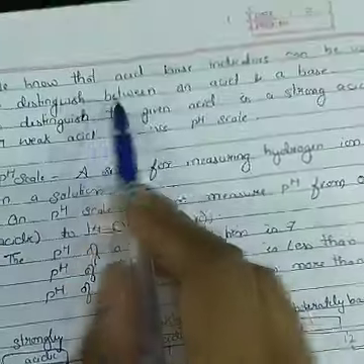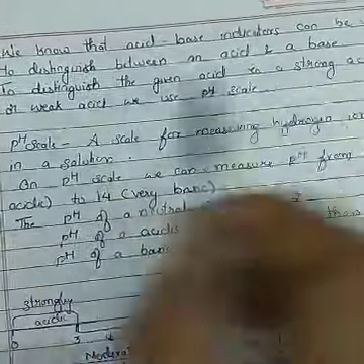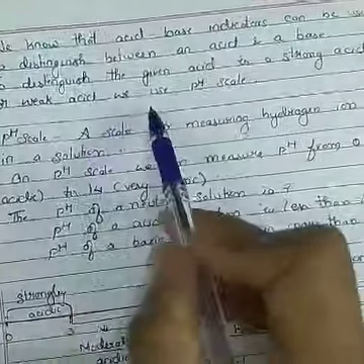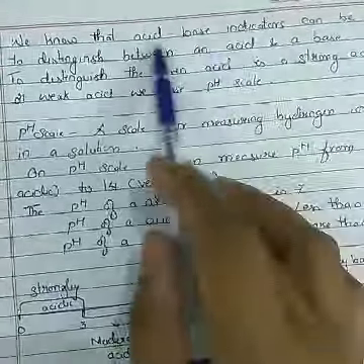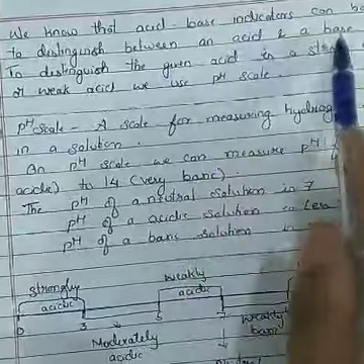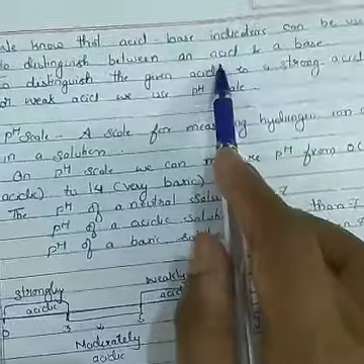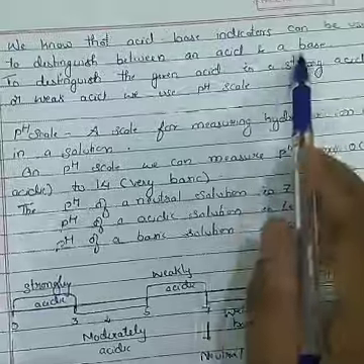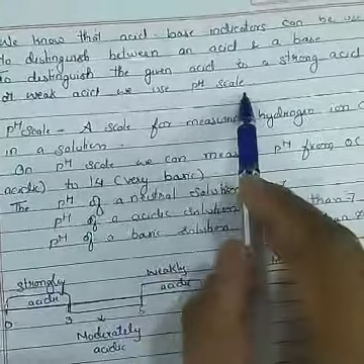We know that an acid-base indicator can be used to distinguish an acid and a base. Now, to distinguish whether the given acid is a strong acid or a weak acid, we use a pH scale. Indicators are used to detect only acid or base. Now, in an acid which is strong or weak, or in a base which is strong or weak, how to detect them? To detect them, we use a scale called the pH scale.